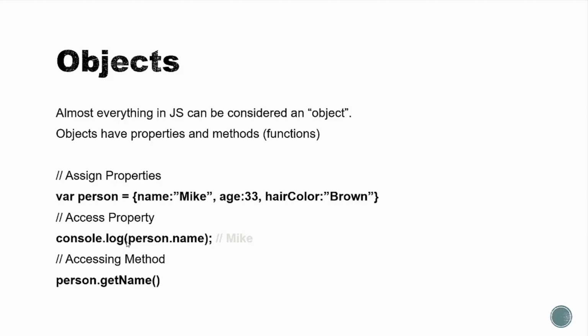To access a property, we can simply say person.name, and that'll access this property here. And of course, we could do person.age or person.hairColor in this case. And then if there's a method attached to an object, you can also use the dot syntax here. So this would call the getName method on the person object.